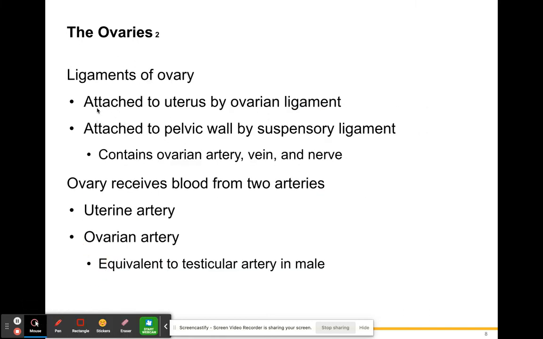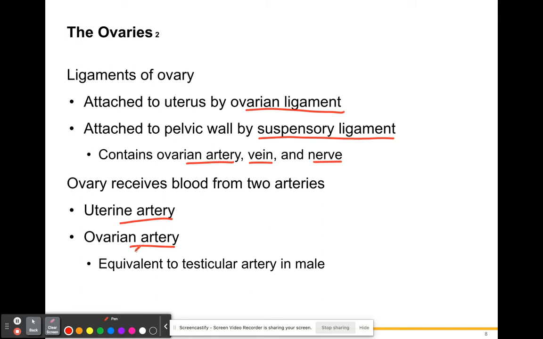There are certain ligaments that hold the ovaries in place. The ligaments of the ovaries are attached to the uterus by the ovarian ligament. They're attached to the pelvis by suspensory ligaments. The ovaries are going to contain ovarian arteries, ovarian veins, and ovarian nerves. The ovary receives blood from two major arteries, the uterine artery and the ovarian artery. That is equivalent to the testicular artery in males.